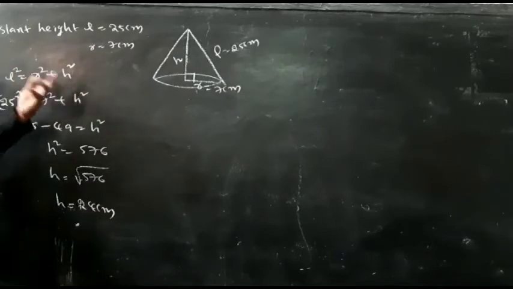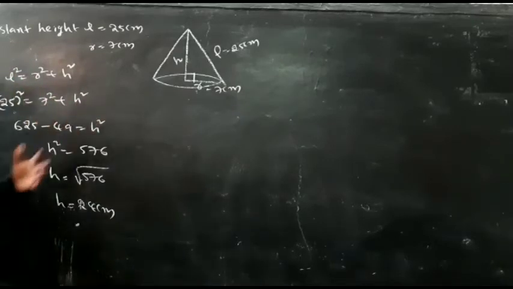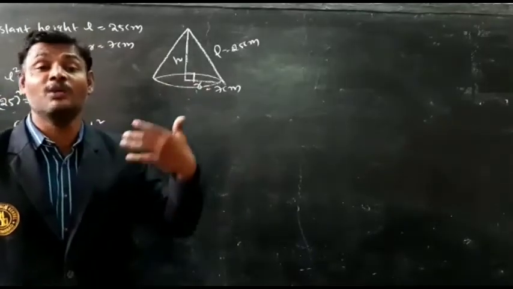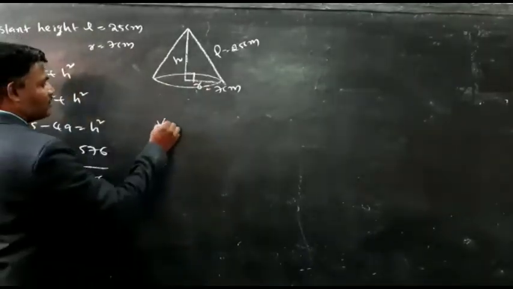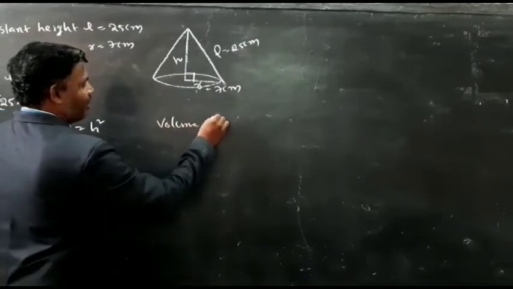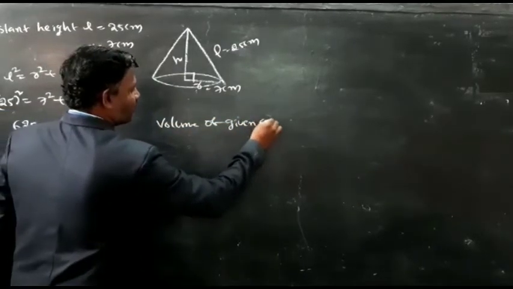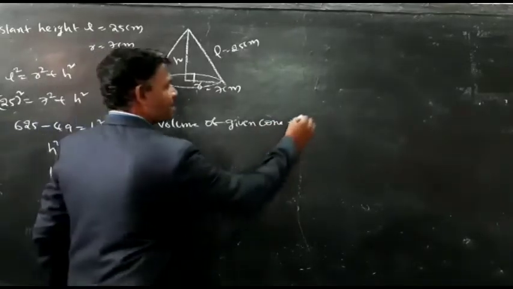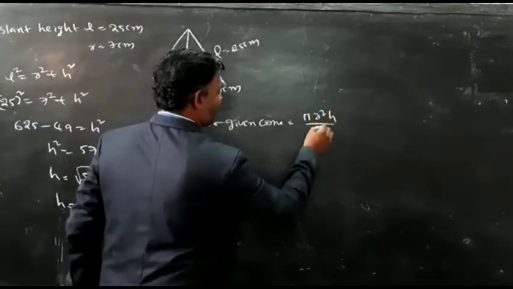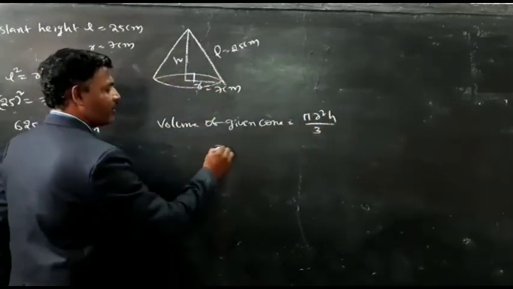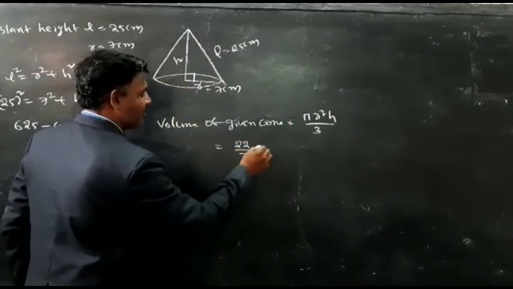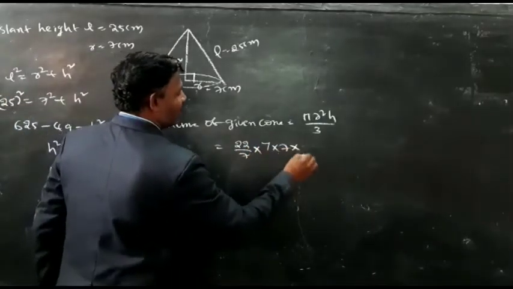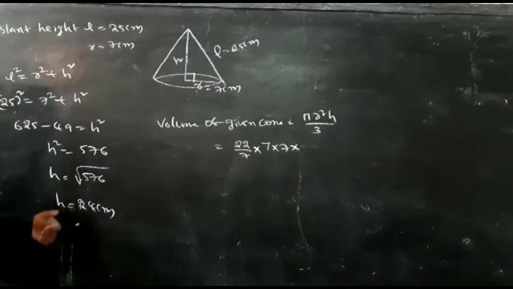Now I know the value of l, the value of r, and also the value of height. Now what do I need here? I need the volume of the given cone. The formula to find the volume of a cone is pi r square h by 3. What is the value of pi? Pi is nothing but 22 by 7, and the radius is 7 into 7, because r square, into the height here, 24 centimeters.